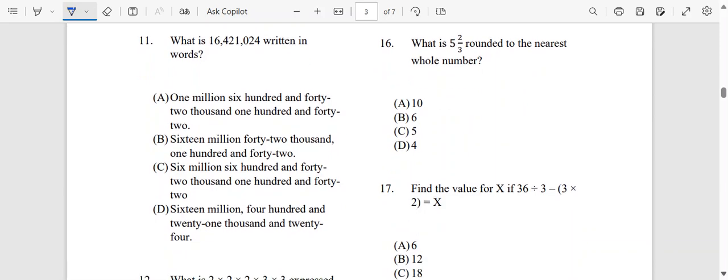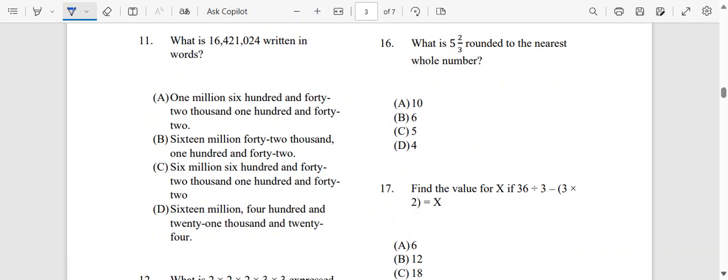Number 11. This question is a place value question as well, and numbers are written in worded form. All right, so it says, what is 16,421 thousand and 24 written in words?